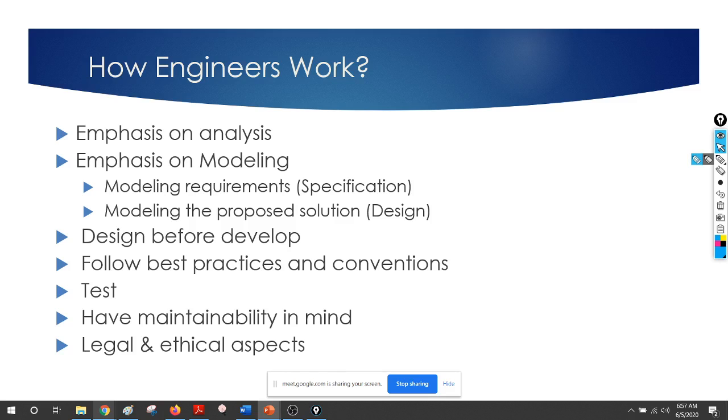Test. So they do not just build something and release, they are always going to test it thoroughly, right? Have maintainability in mind, right? Have the maintainability in mind, so future, right? And also they must be aware of the legal and ethical things. So that is how engineers work. So do you have that mindset? I don't know, right? At the end of the software engineering subject, you must have that mindset. So that is what is known as the professional.